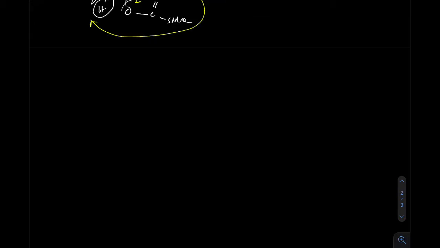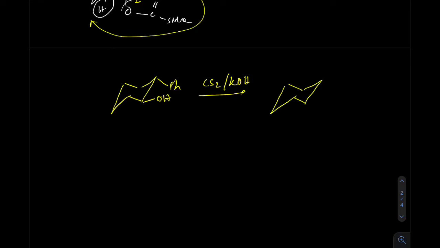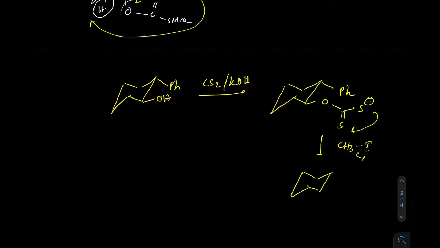There can be a tricky question, they can start with an alcohol like this. Now in presence of CS2 and KOH, it gives this type of product, S minus. In presence of CH3I, it gives this type of xanthate. So this is a synthetic procedure. So the question can start from this type of alcohol, so you have to be ready for that. The product will be the same after that.